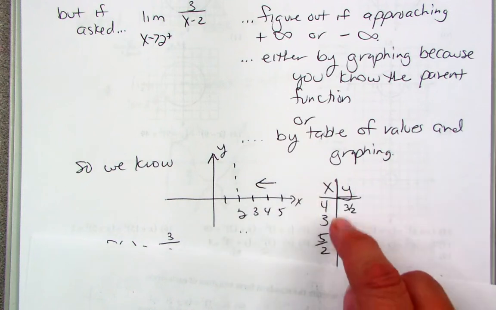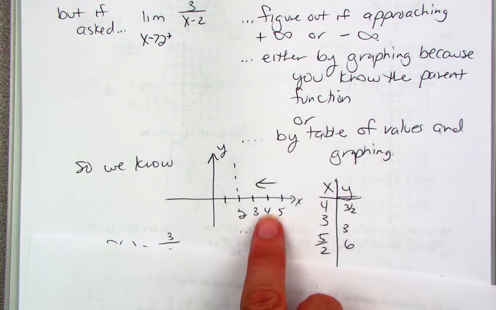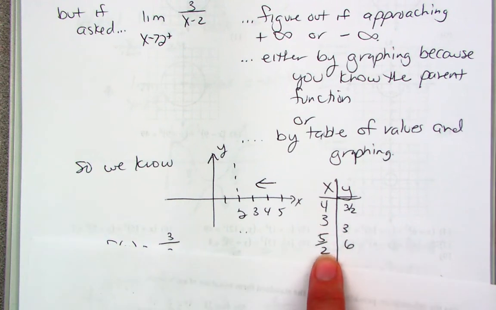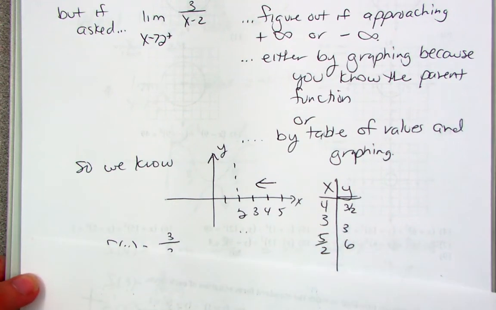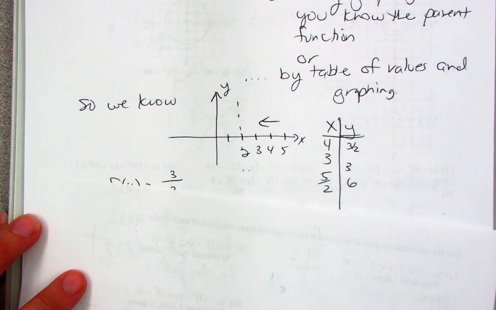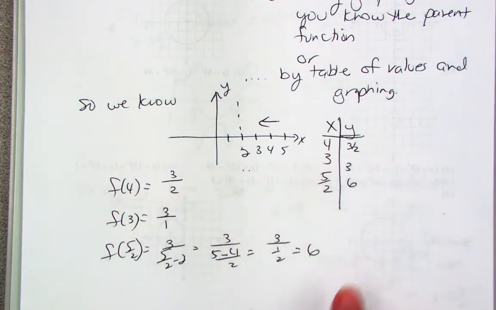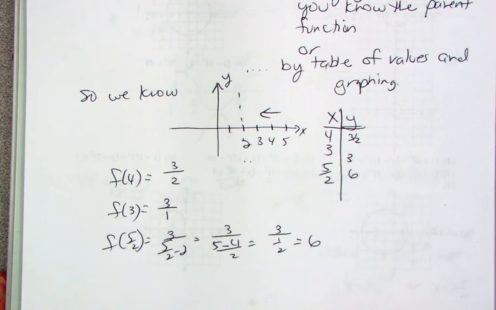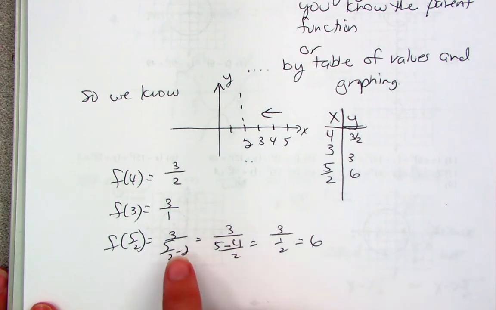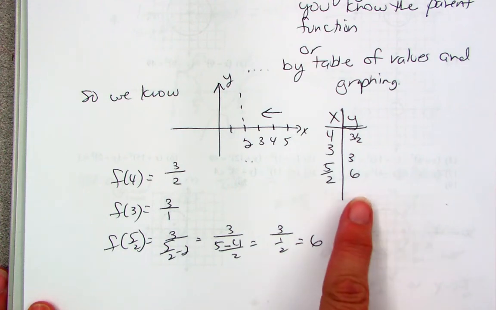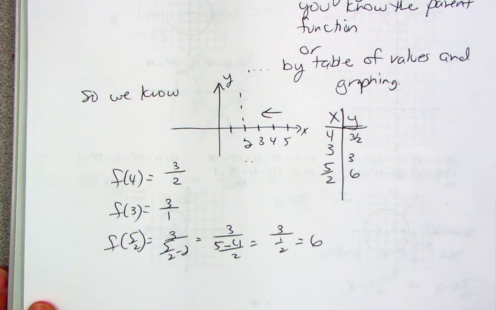So then I'm going to make myself a small table of values. 4, 3, and then 2.5, but I want that in fraction form. And what am I going to do? I'm going to substitute that or evaluate that in the function. f of 4 is 3 halves. f of 3 is 3 over 1, and f of 5 halves is 3 over 5 halves minus 2, and I have to simplify that by multiplying by the reciprocal. So lots of algebra.